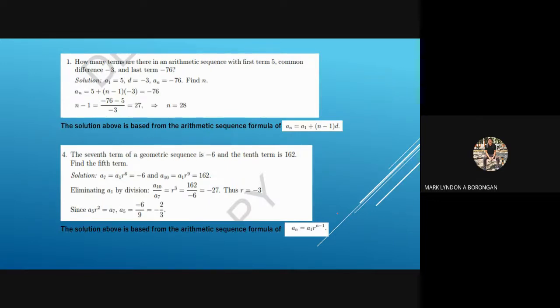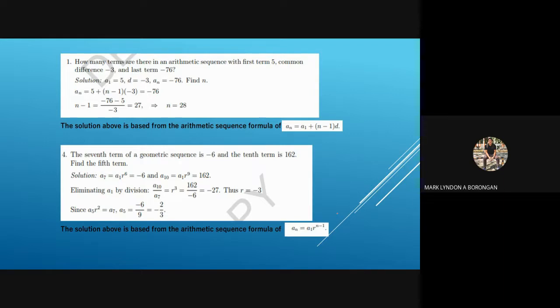Okay, last two examples ta. Next meeting na ta proceed sa tong sigma notation, no? So for number 1, how many terms are there? So ang terms na po ang gipangita diari. Okay? So how many terms are there in an arithmetic sequence with first term 5 and a common difference of negative 3 and the last term is negative 76. So saan mo na siya?